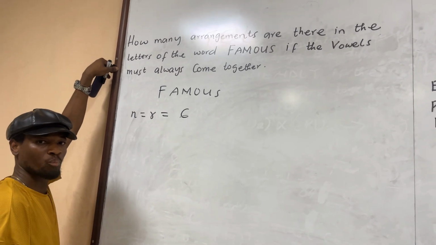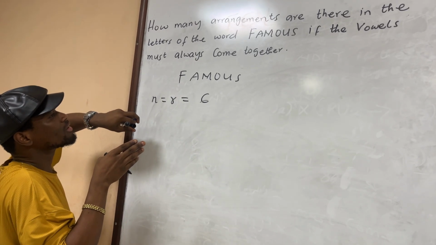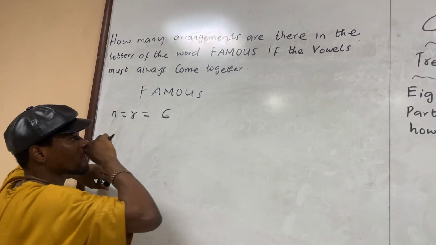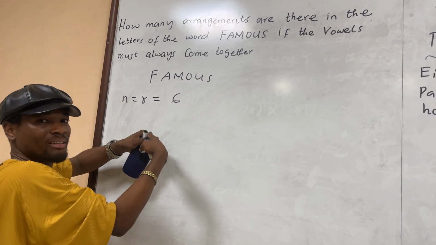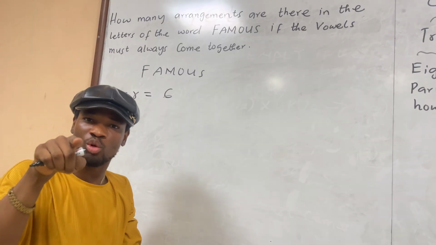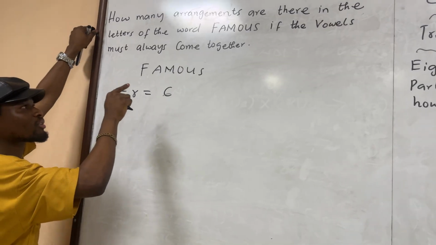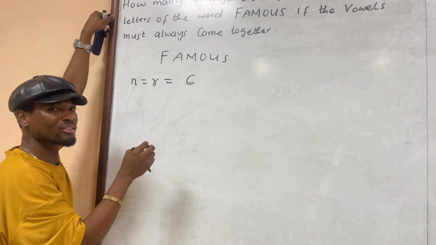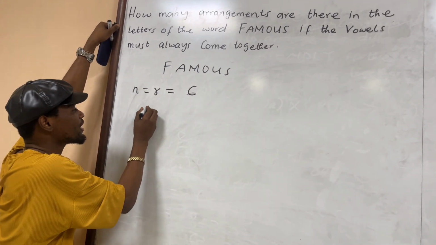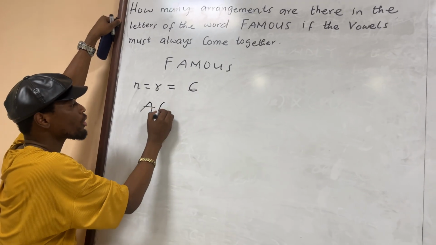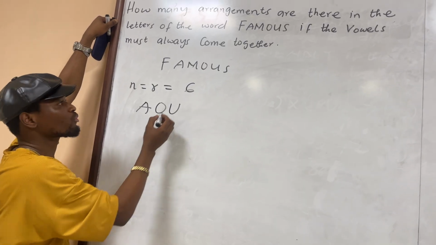Now, what are we bringing together? That's the question. Let P represent those letters coming together. Here we're told that the vowels must always come together. So what are the vowels? From famous, let us deduce our vowels. A is a vowel, O is a vowel, then U is a vowel.